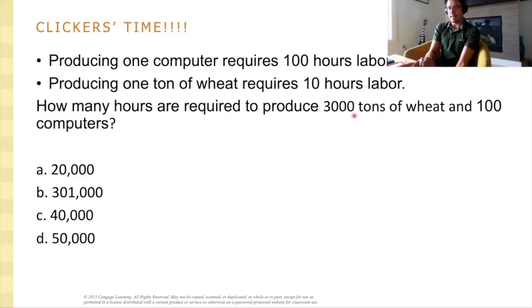Well, 3,000 tons of wheat times 10 is basically 30,000 hours just to produce the wheat, plus 100 computers require 100 times 100, which is 10,000. So 30,000 plus 10,000 is 40,000. So the solution to this question is 40,000.